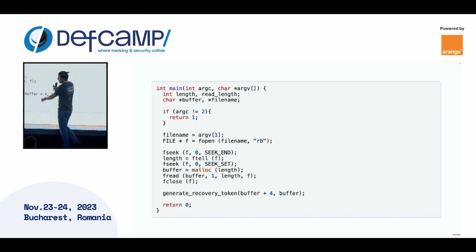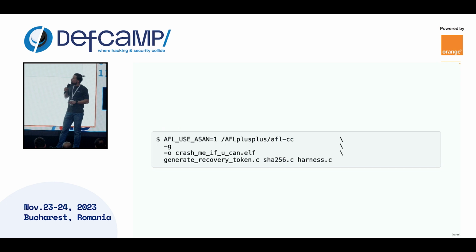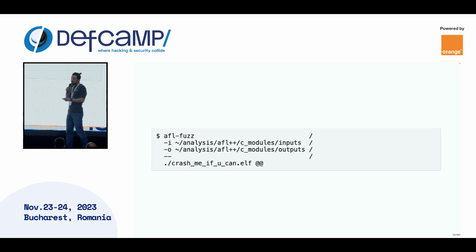And after that, I'm calling the function which is of interest for me, namely generate recovery token, with some information which is stored in the file generated by the fuzzer. After that, I need to compile that harness using AFLCC. I specify -g for including the debugging symbols, -o for the name of the executable that is created, and the source files. And after that, I can start the fuzzing session with AFL fuzz.